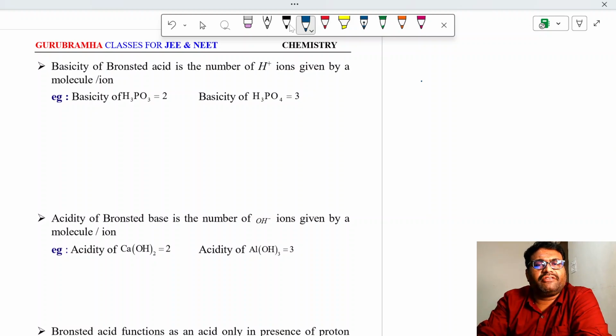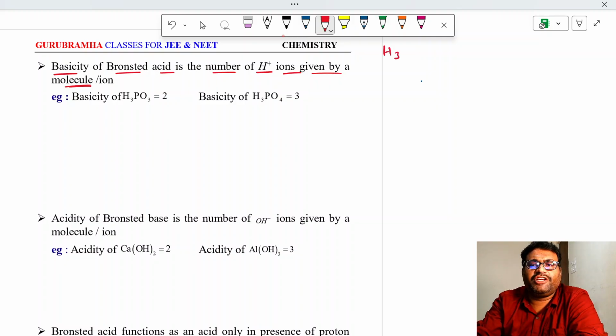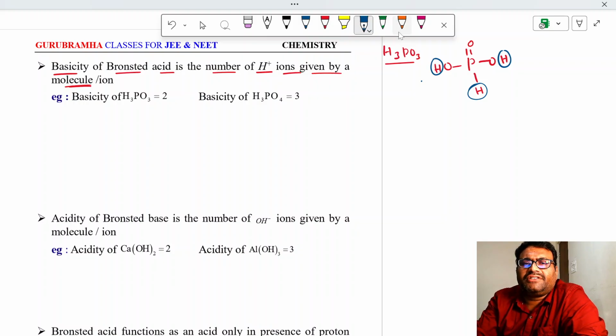Let us see what is given here. The basicity of a Bronsted acid is the number of H plus ions given by a molecular ion. So what is the basicity of H3PO3? Let us draw the structure of H3PO3. So here P double bond O, OH, OH, H. There are 3 hydrogens. 1, 2. What about this third one? See here, 2 hydrogens.